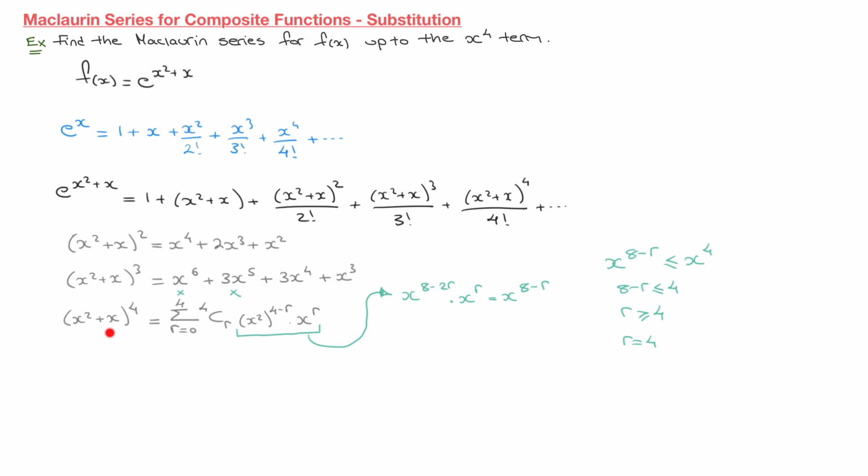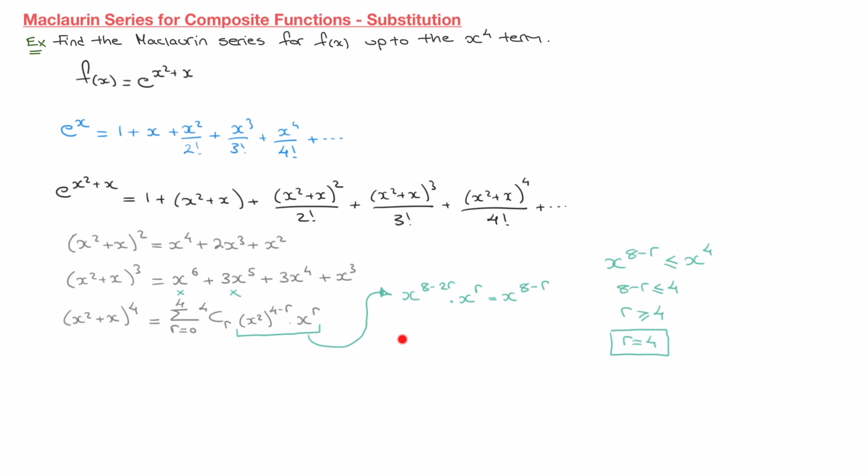So x squared plus x raised to the power of 4 will only have one x to the power of 4 term when r equals 4. Indeed, for all other values of r, so 0, 1, 2, and 3, this x to the power of 8 minus r will lead to powers of x that are greater than 4.